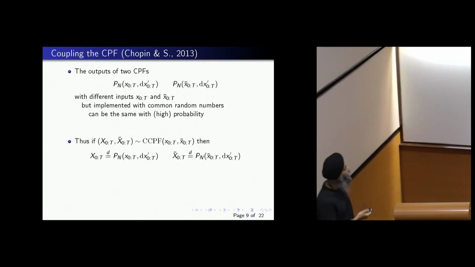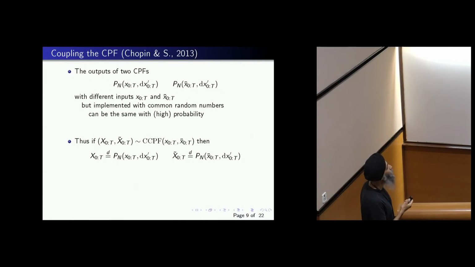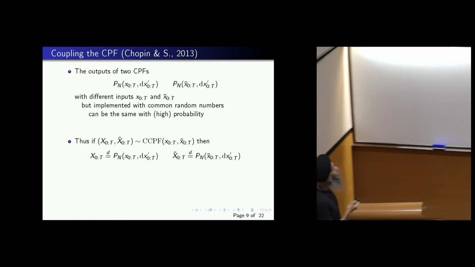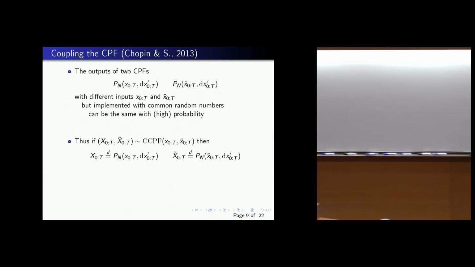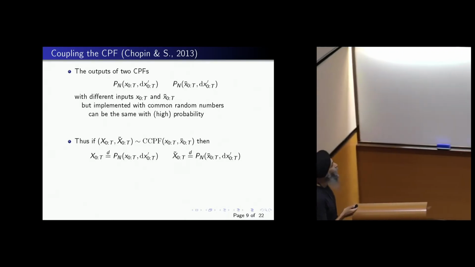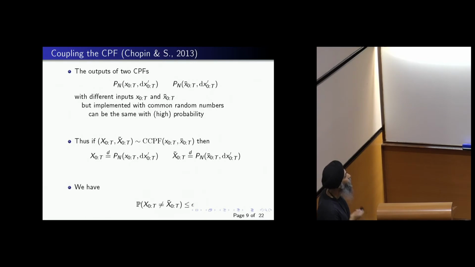Algorithmically, let's call the coupled conditional particle filter an algorithm that takes in the two different inputs and gives you two outputs called capital X and capital X tilde. Marginally, these two outputs have the right distribution. So capital X is distributed from this, and capital X tilde is distributed from this. I've told you nothing about how the coupled conditional particle filter works, other than that if you implement two different particle filters with common random numbers, you end up with a coupled conditional particle filter.